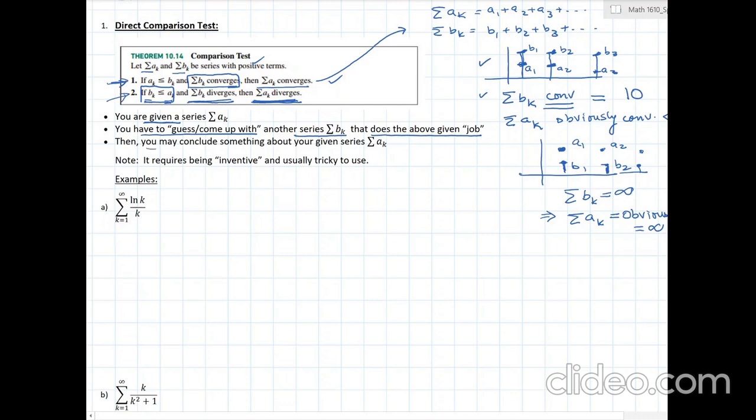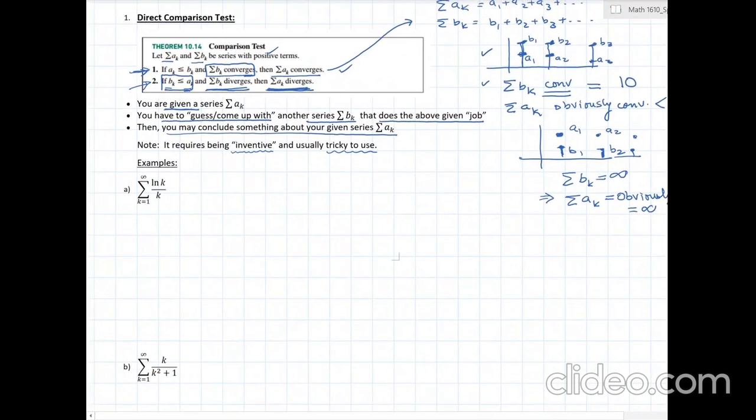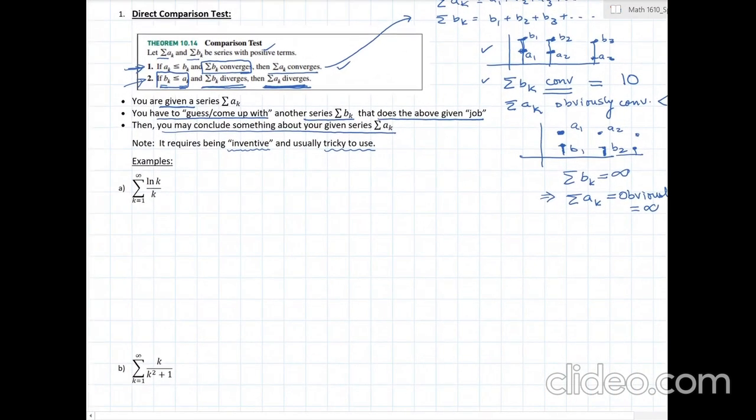Then you can conclude something about your given series ak. Now this is tricky. It requires you to be inventive, and it's usually tricky to use. So let's look at the first simple example.